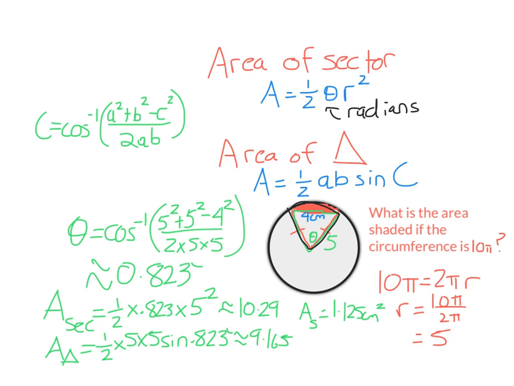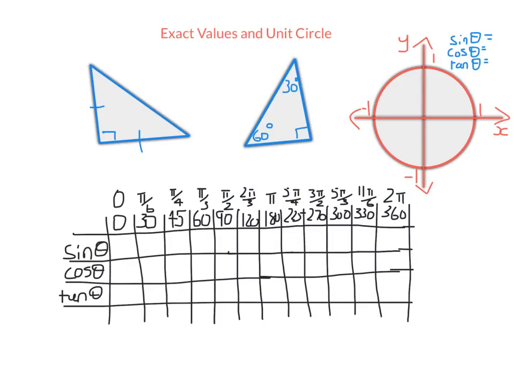Okay, now we're going to move on to exact values and the unit circle. So we're going to start with exact values from these two special triangles. So here we have a right-angled triangle. The two shorter sides are the same, so it is isosceles. Isosceles triangles have two equal angles. So this angle here must be 45 degrees, and this angle here must be 45 degrees.